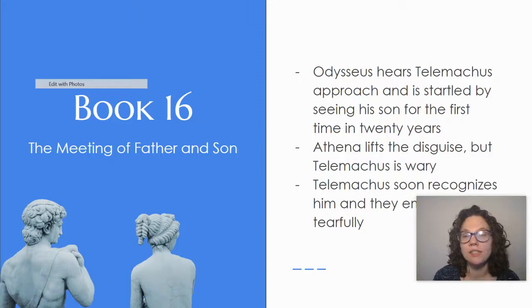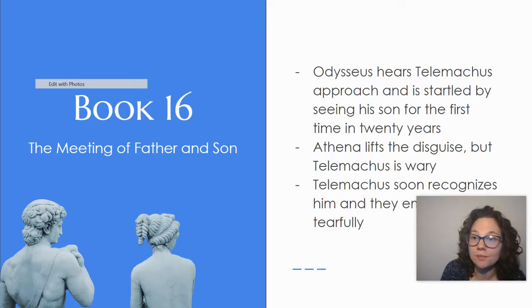Odysseus leaves the hut, and as he's outside, Athena lifts the disguise. She makes him look young and vibrant like he would have at the start of the war. And he comes back in to the hut. And Telemachus is extremely surprised seeing that this old beggar just transformed in front of his eyes. Pretty impressive stuff. And so he's wary. He thinks that Odysseus is actually a god pretending to be his father because his father wouldn't have that kind of power.